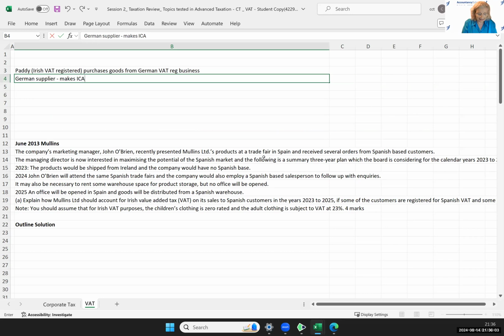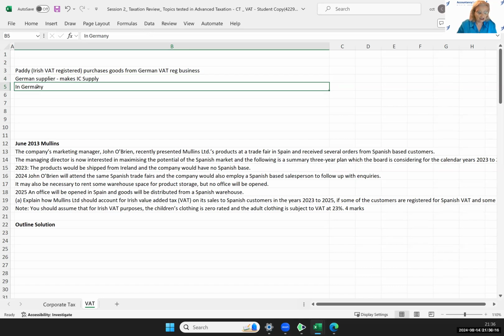Okay. And in Germany, what is the treatment? Sorry, not an intra-community acquisition, an intra-community supply. So in Germany, the VAT treatment, now you're not going to be asked foreign tax rules. I'm giving you this example so you can understand the mirror image that's happening with intra-community supplies and intra-community acquisitions.